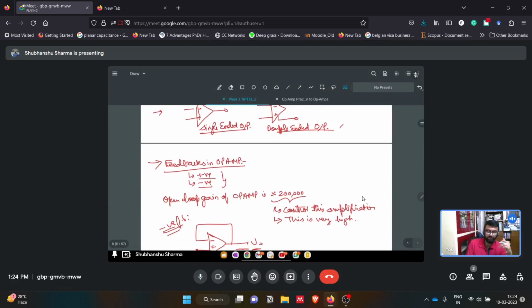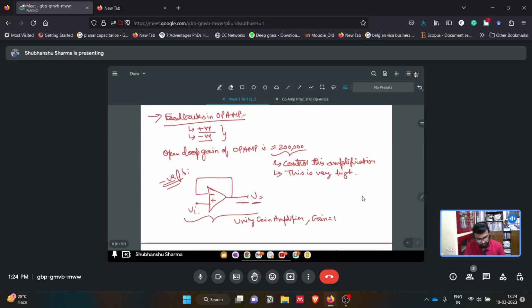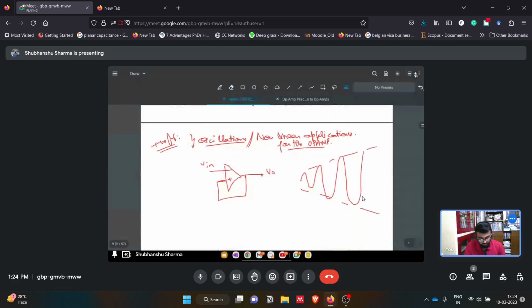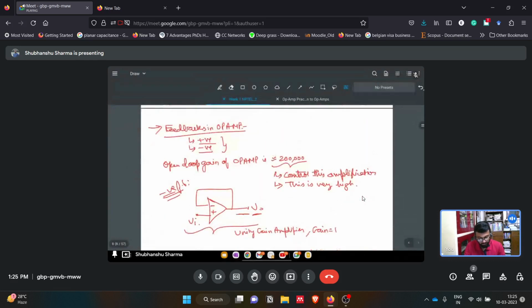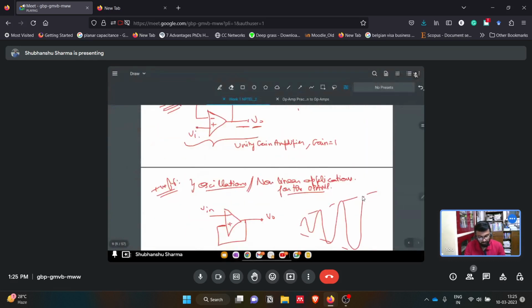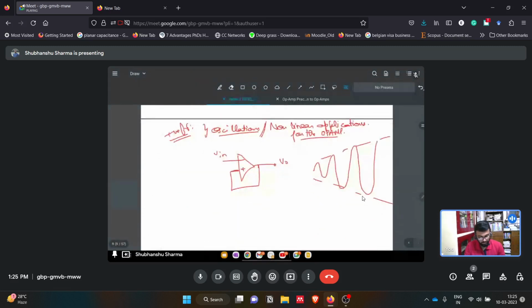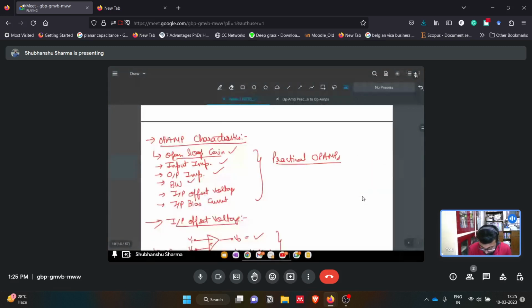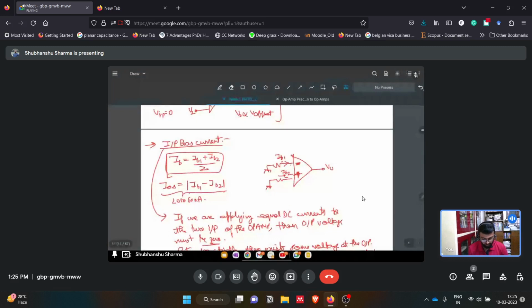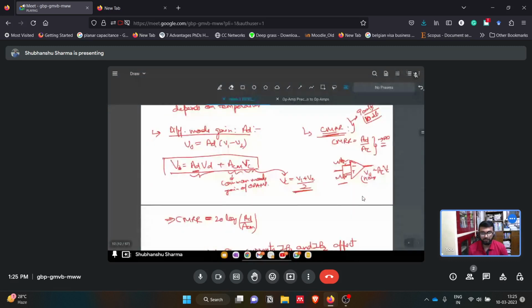Then feedback in op amps, where we have positive and negative feedback. We learned why we need negative feedback and why we need positive feedback also. After that, we talked about op-amp characteristics: open loop gain, input impedance, output impedance, bandwidth, offset voltage, input bias current. Then we talked about differential mode gain, AD, and CMRR also. These are very important characteristics of an op-amp.